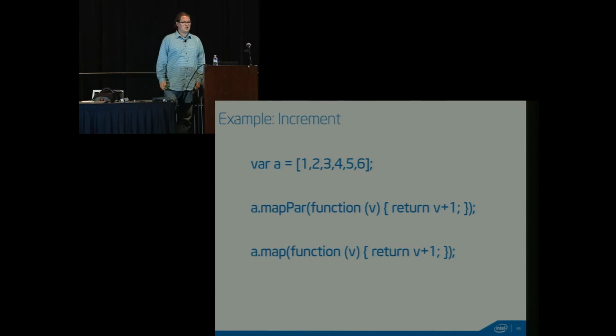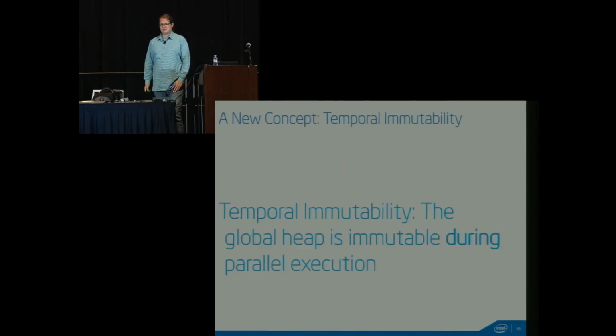And that is what we call temporal immutability. So what is temporal immutability? The idea is that during parallel execution, your global heap is immutable. That means your little callback may not modify anything from the global scope. It can allocate new objects, it can change its local state, but it may not change anything from the global scope. That's the only requirement we have.